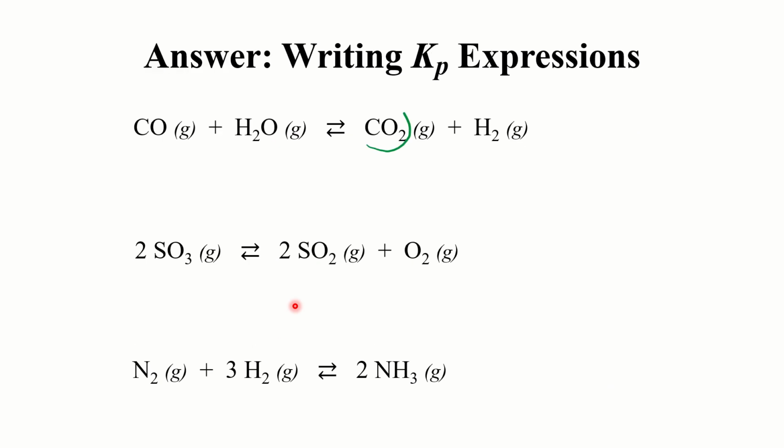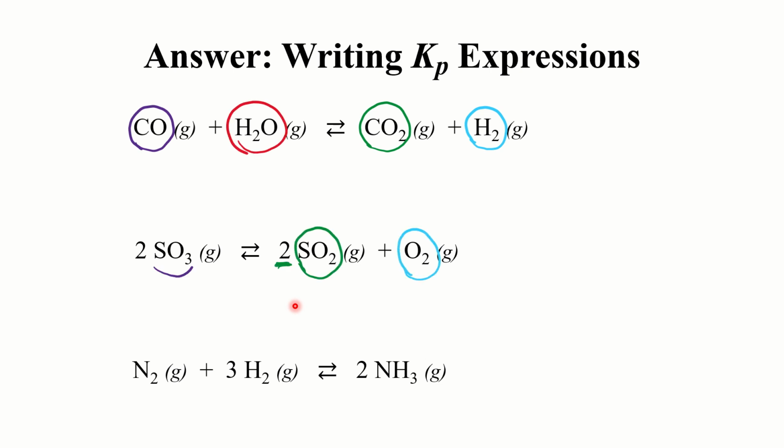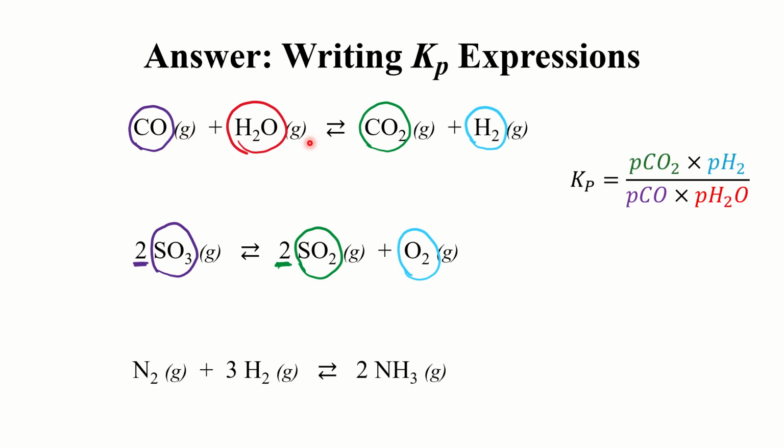Let's take a look at Kp expressions. So again, if I didn't know that I had to write Kp expressions, how would I know to do this? Note that in all the reactions I'm showing here, all of the species are in the gas phase. If they're all in the gas phase, you need to write a Kp expression. So for this first one, we would say Kp equals the pressure of CO2 times the pressure of H2 divided by the pressure of CO times the pressure of H2O.